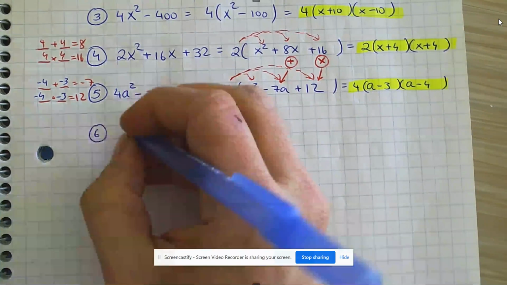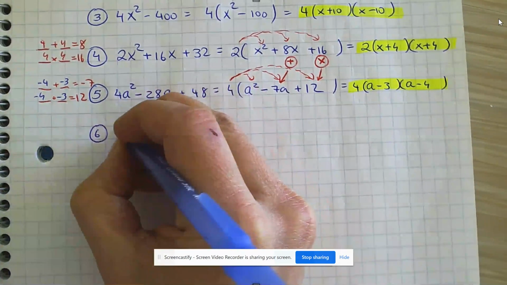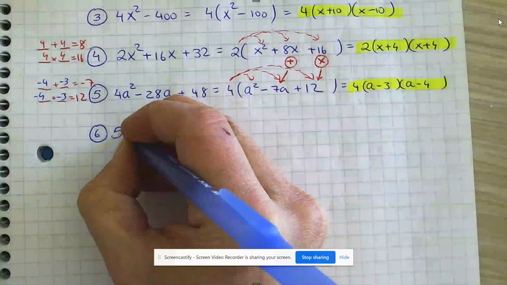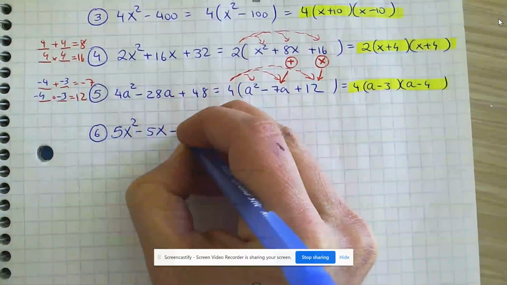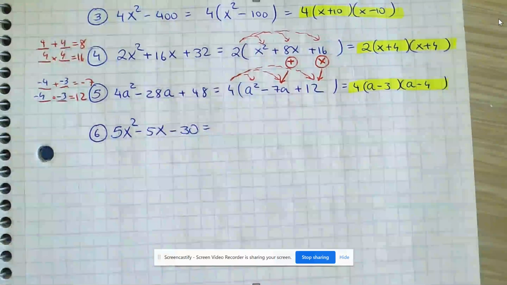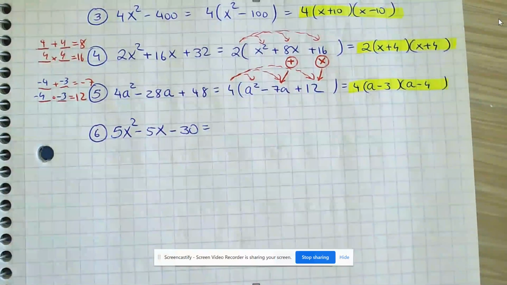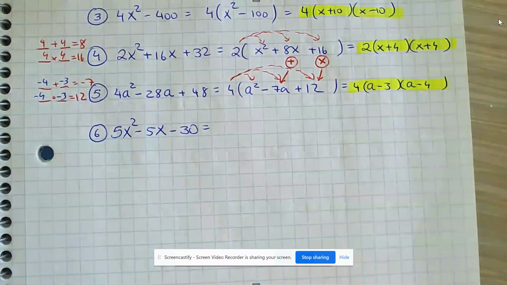Okay, one last one. It looks like this: 5x squared minus 5x minus 30. Okay, that's it. Once you're done with that one, you're done for the day, except for your sign.